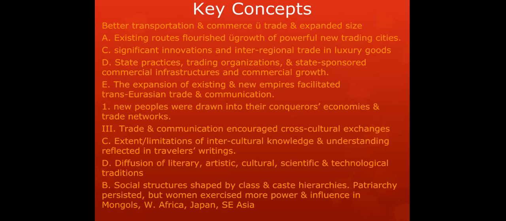So take a look at the key concepts, focusing quite a bit on innovation. We're focusing on expansion of new empires, luxury goods, the spread of culture, including literature, art, science and technology, as well as social structures shaped by class and caste hierarchies. We'll be looking at that in the Mongol Empire as well as Japan.